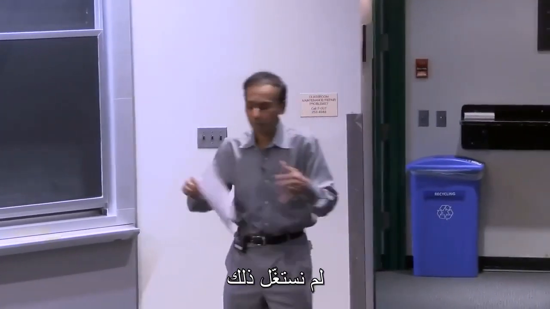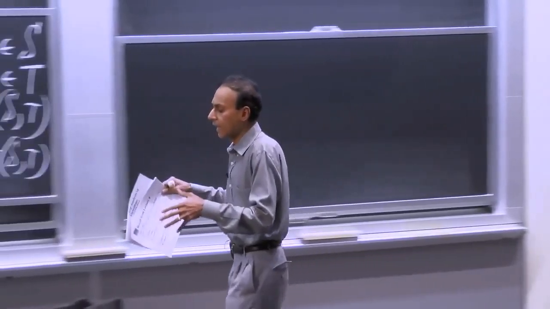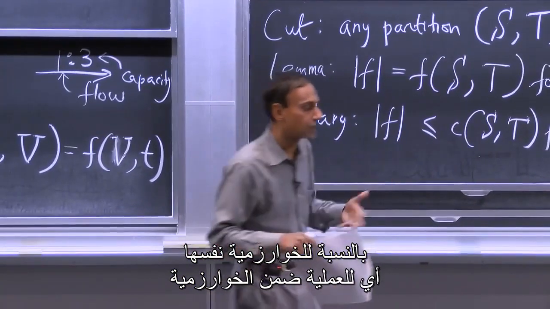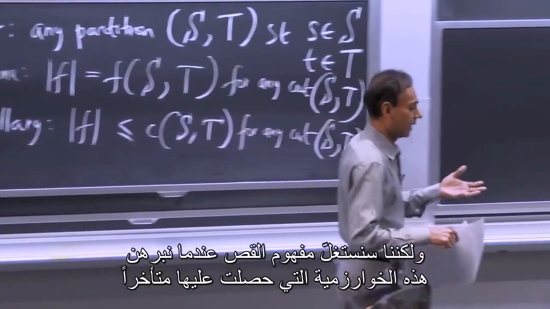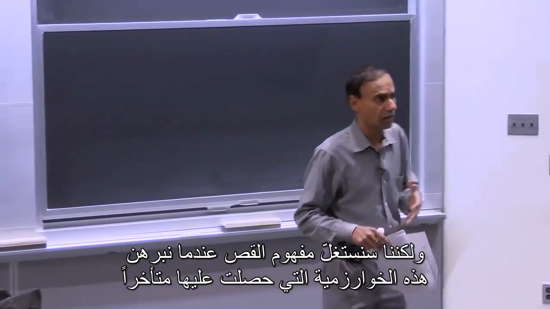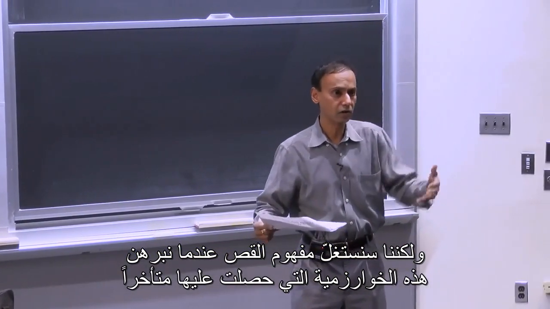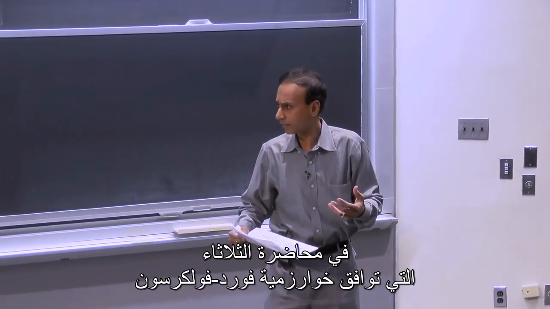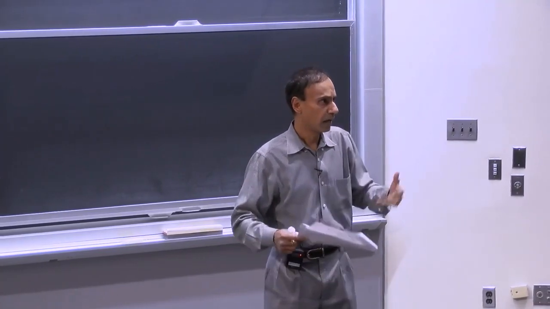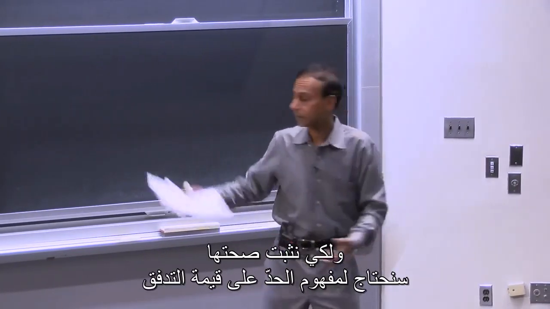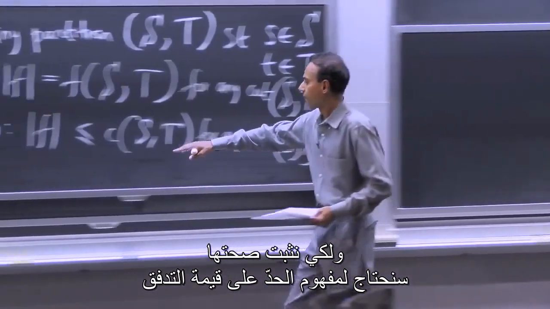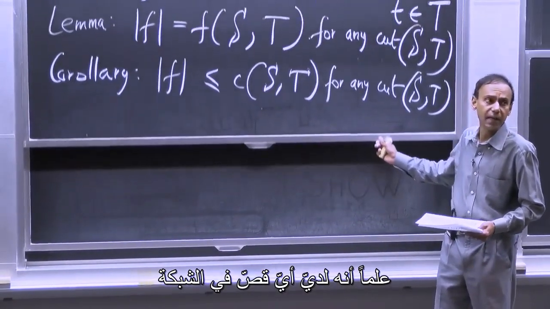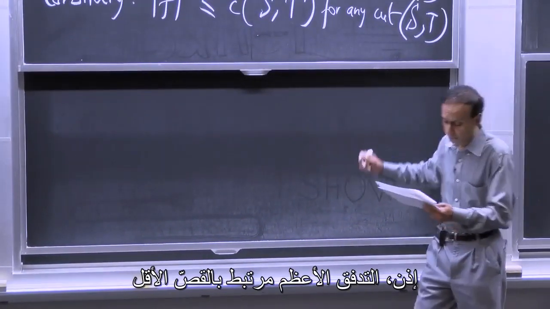We didn't actually exploit that in the sense of the operation of the algorithm itself, but we're going to actually exploit the notion of a cut when we prove this algorithm that I got to late on Tuesday's lecture that corresponds to the Ford-Fulkerson algorithm. I showed you the execution of it. In order to prove that it's correct, we're going to need this notion of the bound on the flow value given any cut in the network. So the max flow related to min cut.